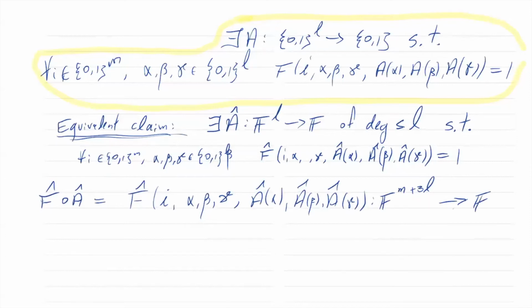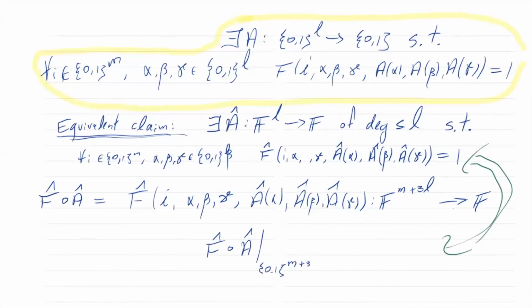Right, so now that I define that, I can replace this line by saying that such that this function f composed with A on the Boolean inputs, so 0, 1 to the m plus 3L, is always 1.